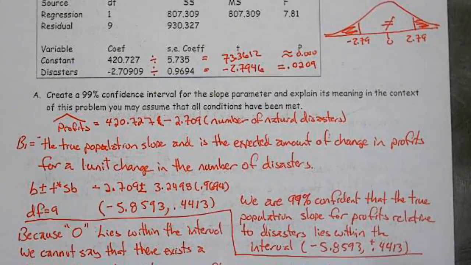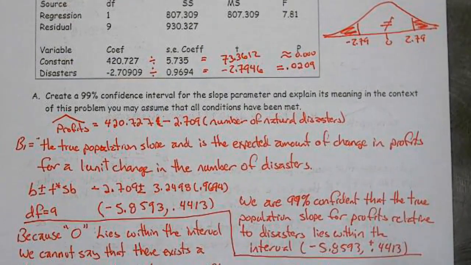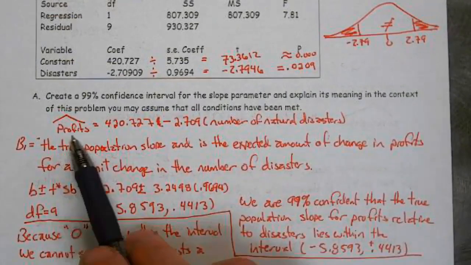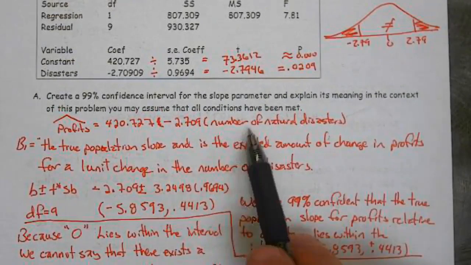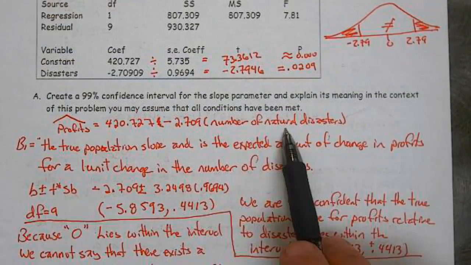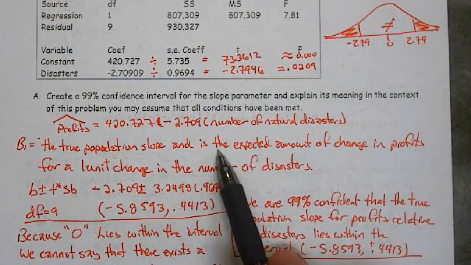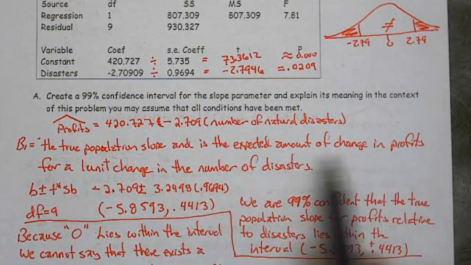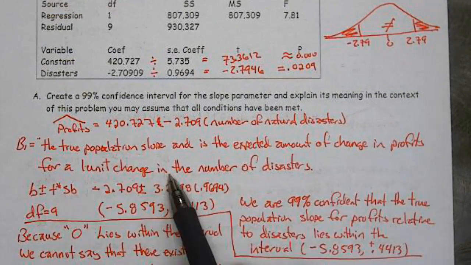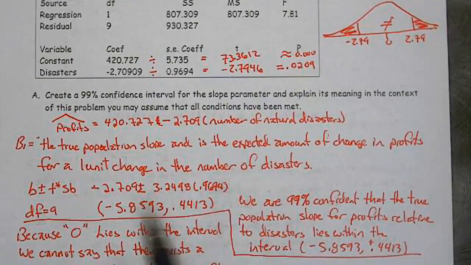For the same problem, it says create a 99% confidence interval for the slope parameter, explain its meaning in context. Well, I have to go ahead and define everything. I'm going to define my X and Y by writing the equation. And beta 1 equals the true population slope and is the expected amount of change in profits for a 1 unit change in the number of disasters.